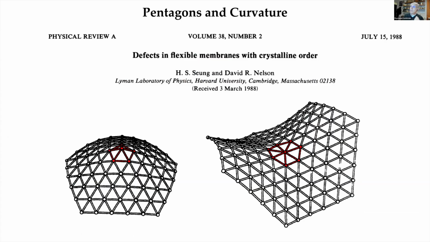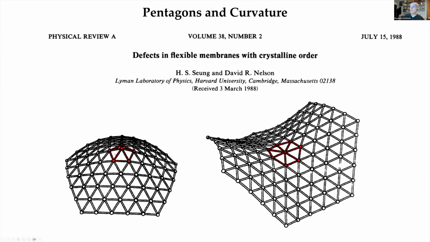And then I remembered a paper from long ago that I think I first read as a postdoc. It was by David Nelson at Harvard and his then PhD student, Sebastian Seung: Defects in flexible membranes with crystalline order. And this was a time that people were starting to worry about membranes of many types. And one of them was a polymerized membrane. Think of it just like a molecular model you would make with plastic spheres connected together by rods.